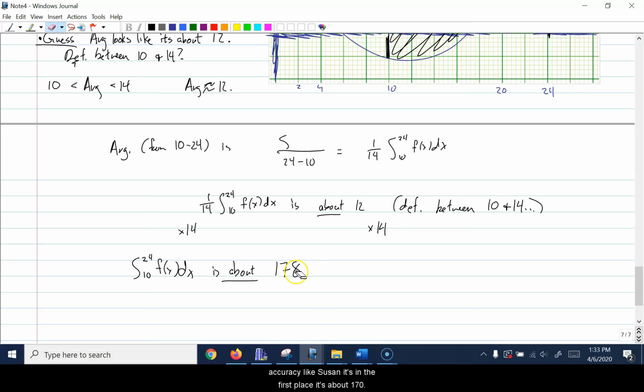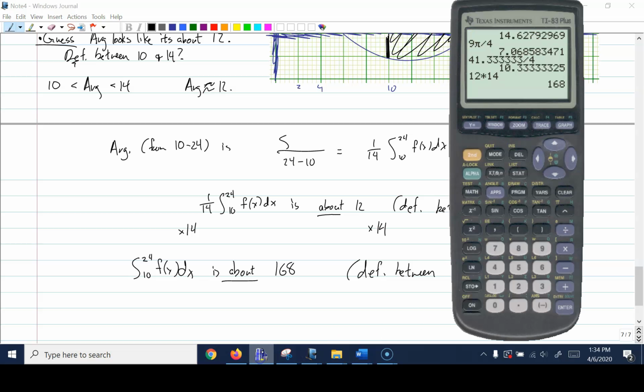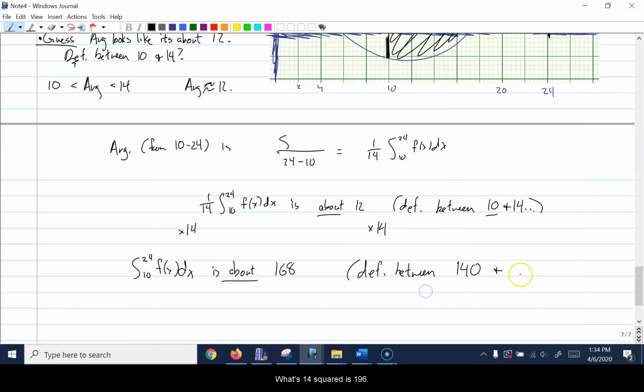There's no reason to add more accuracy, like this is an estimate in the first place. It's about 170. No, that's dumb. I'll just write 168. It's about 168, and it's definitely between that times 14 is 140, and 14 times 14, I don't know that one. Hey, what's 14 squared is 196. The integral is about 168. It's definitely between 140 and 196.